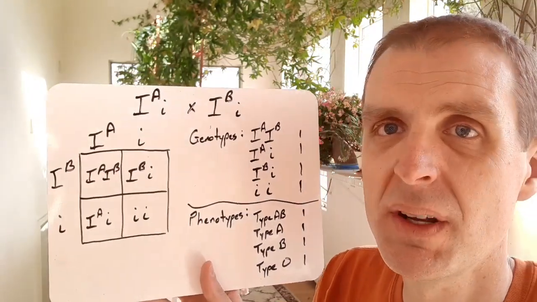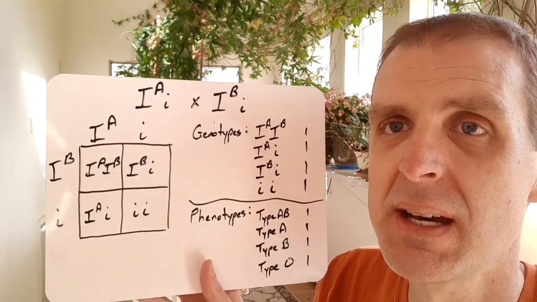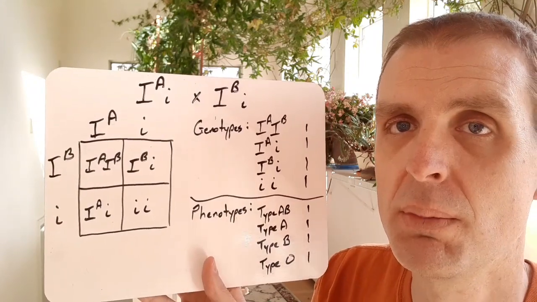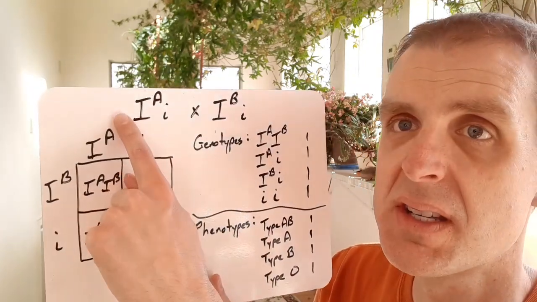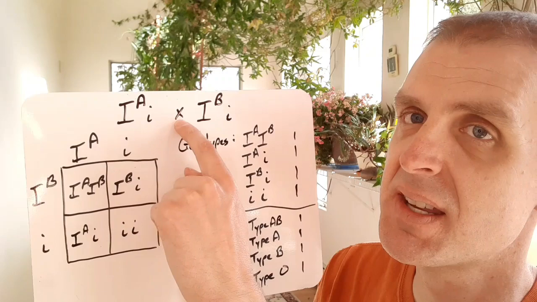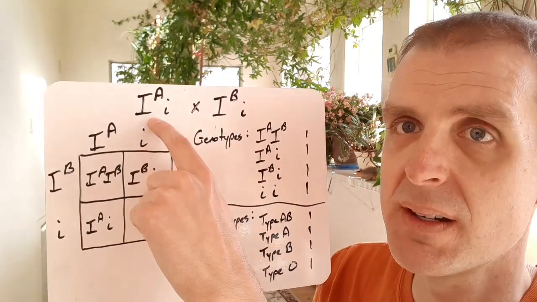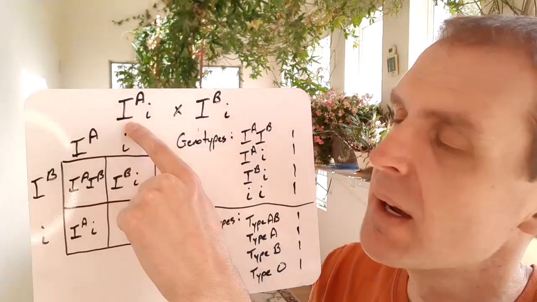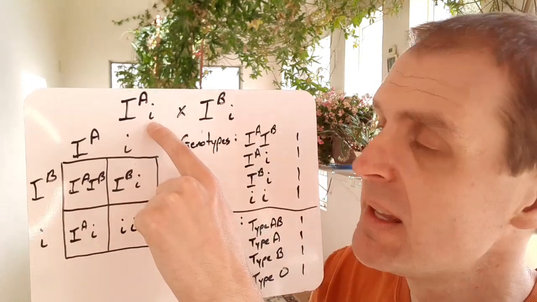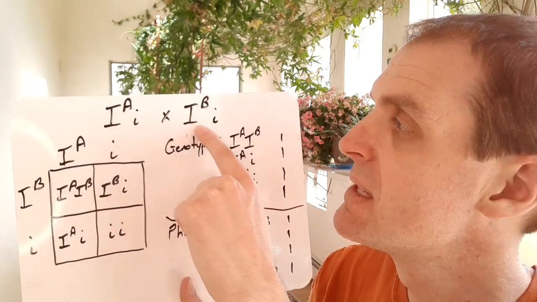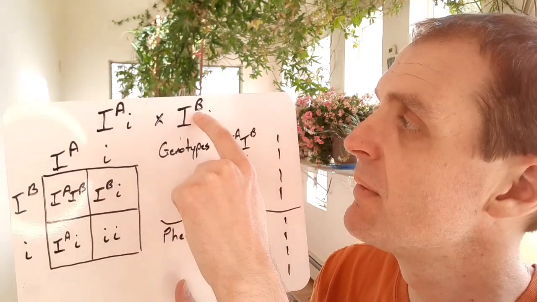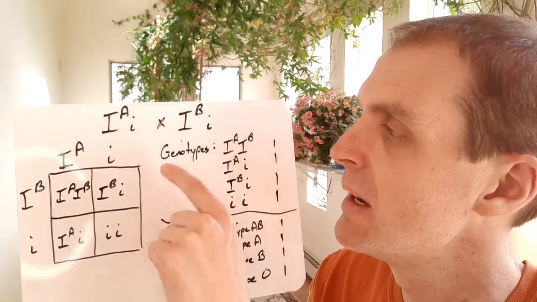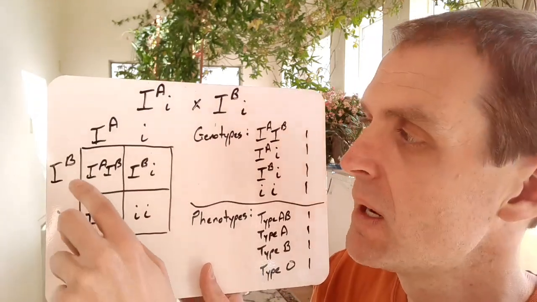So what we're going to do is run through two examples of crosses for a blood group. In this first example, the first parent has the genotype capital I superscript A and lowercase i. The second parent has the same thing, except rather than the A allele, it's the B allele, but we have the lowercase i. So go ahead and make your Punnett square.